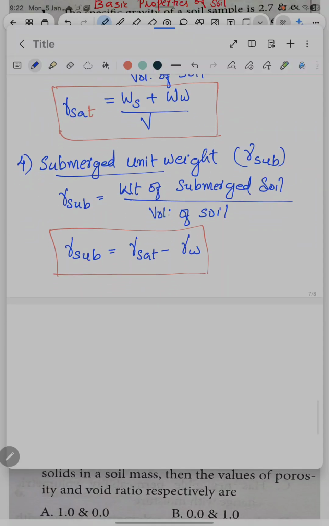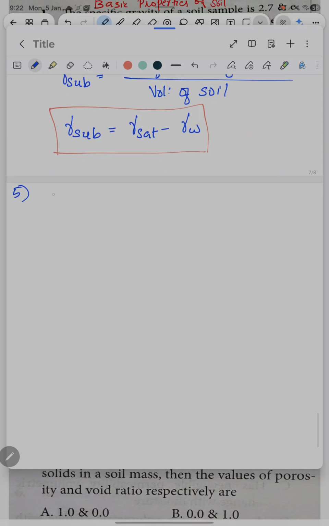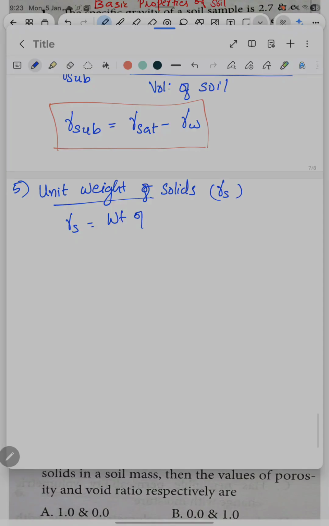Then another term is unit weight of solids, denoted by gamma S. So simple, isn't it? It is weight of solids divided by volume of solids.